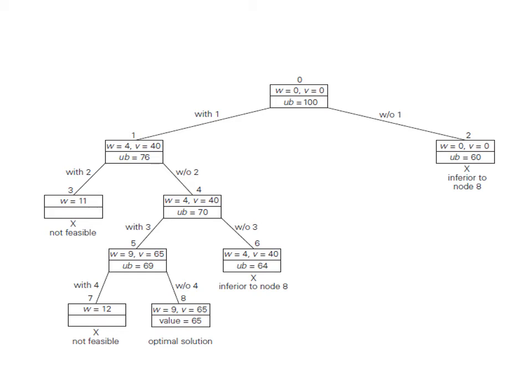So next we are considering the inclusion of item 2 and the exclusion of item 2. With the inclusion of item 2, our small w becomes 4 plus the weight of item 2, which is 7. So it is 11, which is greater than the knapsack capacity. So it is not a feasible solution. So we are not going to follow this one. So we have to follow the exclusion of item 2. So we are not going to include item 2.